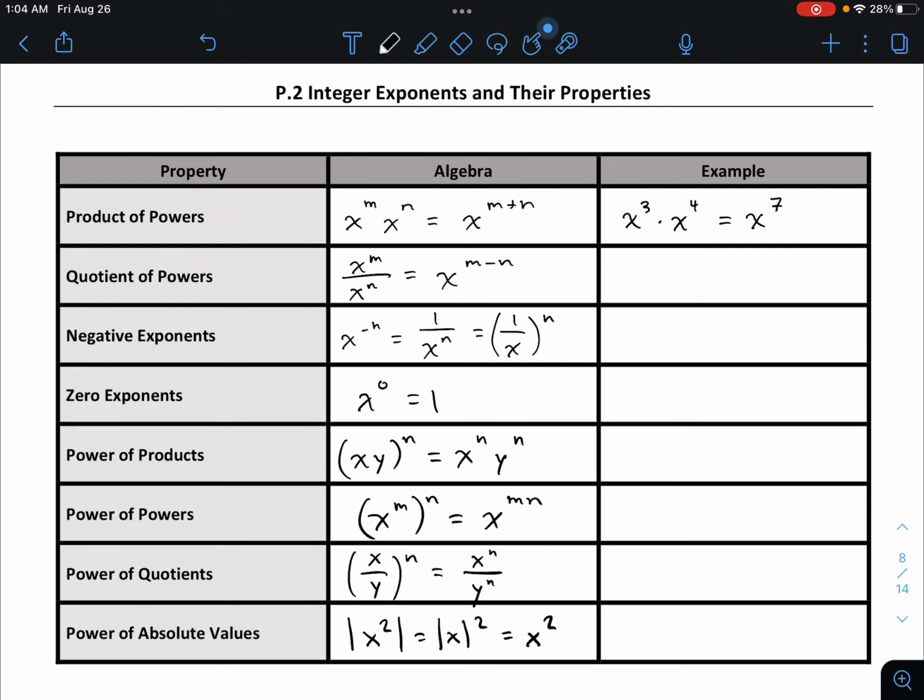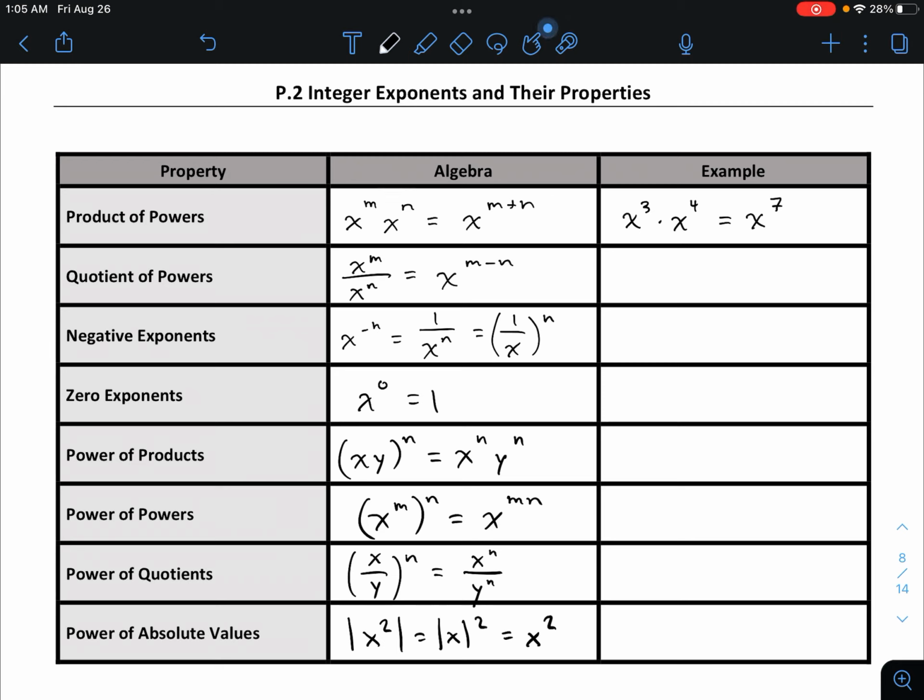This is called the product of powers. Remember, product means multiply. So the rule is whenever I multiply two powers with the same base, I have to add the exponents. So you can kind of see here, when I multiply x to the third and x to the fourth, we have to add the 3 and the 4 and we get x to the 7th.